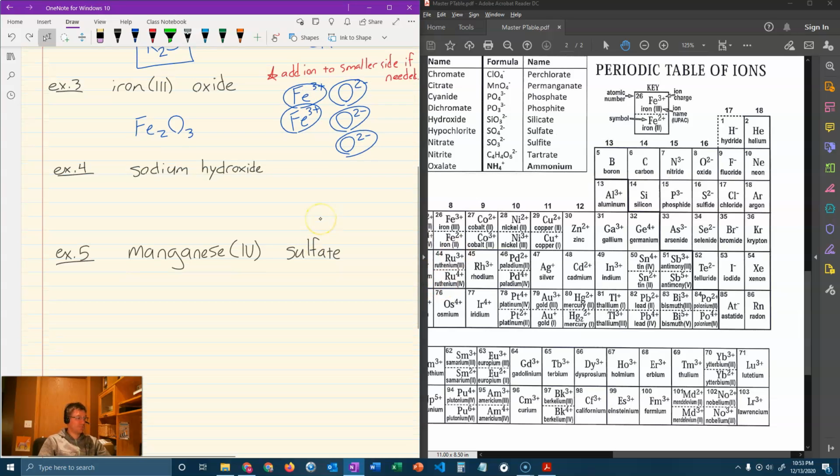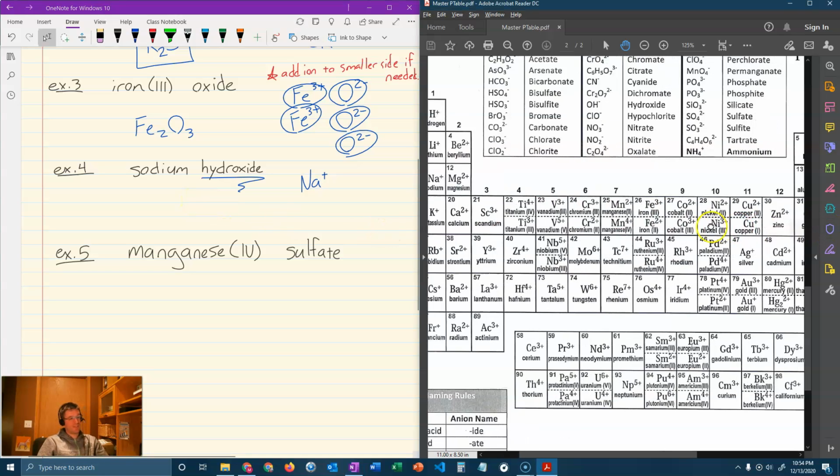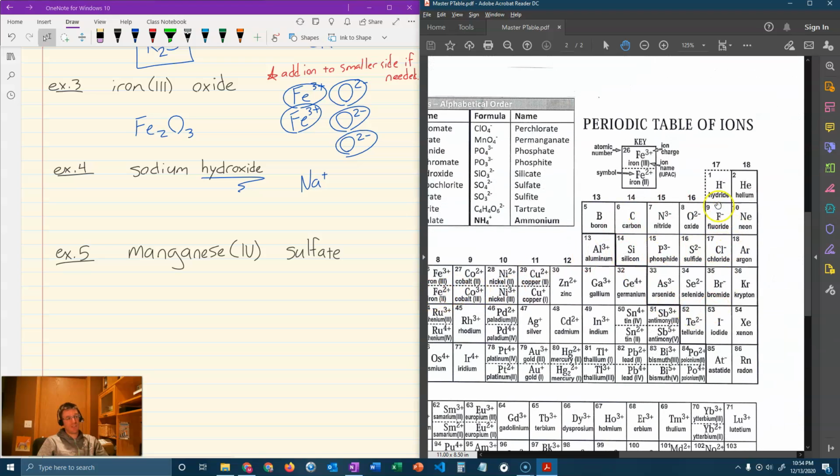We're on a roll here. Sodium. Group 1, 1 plus, Na+. Write down that charge. Hydroxide. This one might take you a little longer to find, right? You're going to go digging into the nonmetal corner. You see hydride, oxide, but no hydroxide.